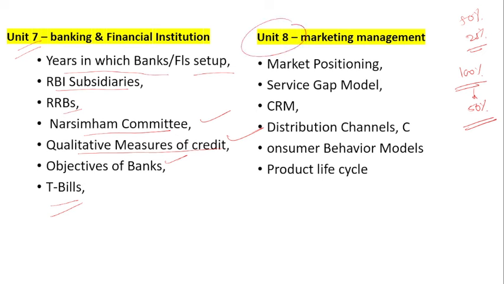Then from the unit number, banking marketing management, they ask the marketing position, service gap model, CRM model, then the distribution channel, then the consumer behavior model. Then along with that they also ask questions from the product life cycle. Okay, so when you read this, these are all the topics we have covered, and these are the most important topics which I already told you many times when taking the classes. These topics are important, you have to focus on them.